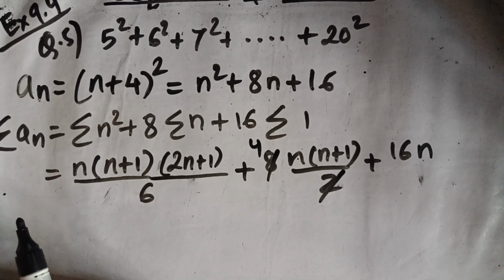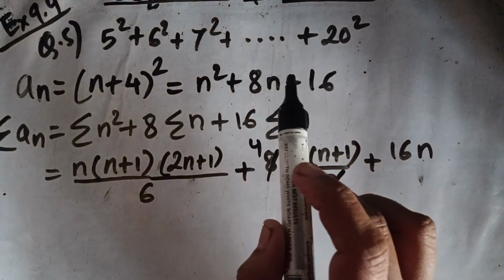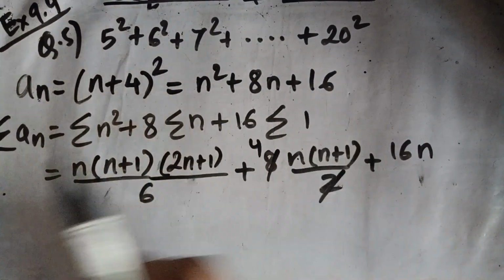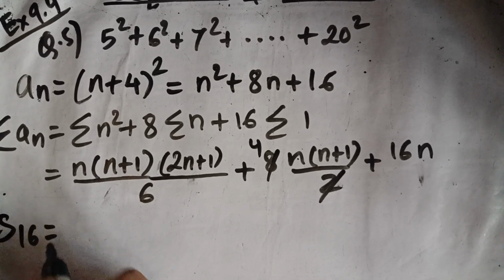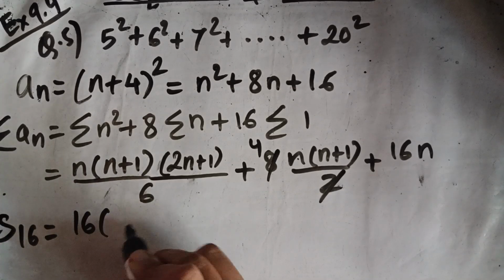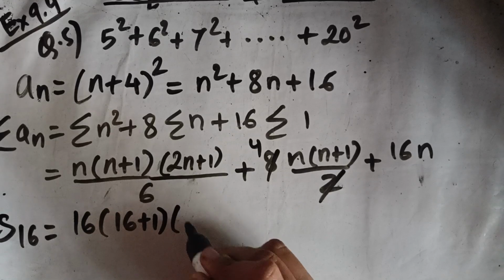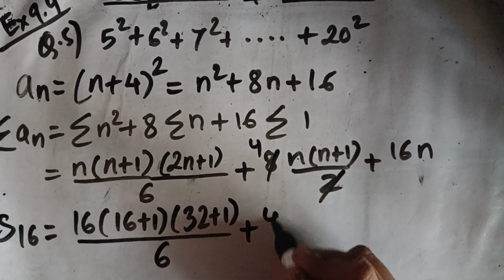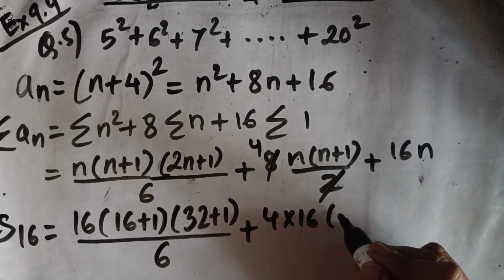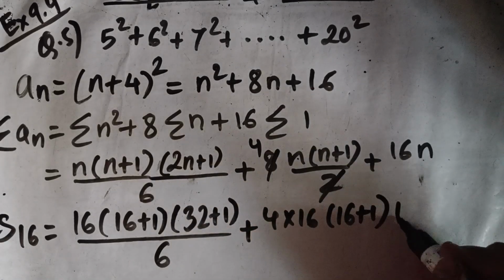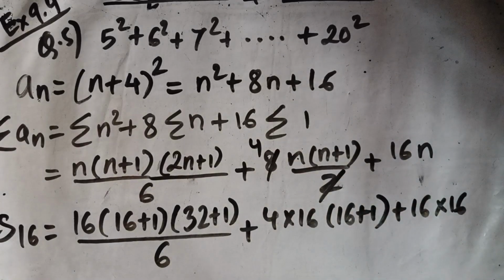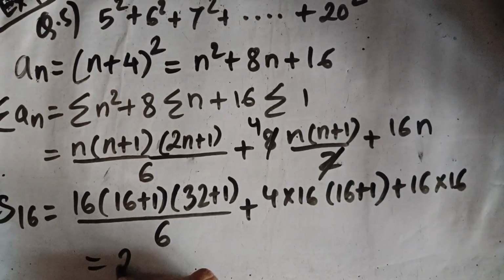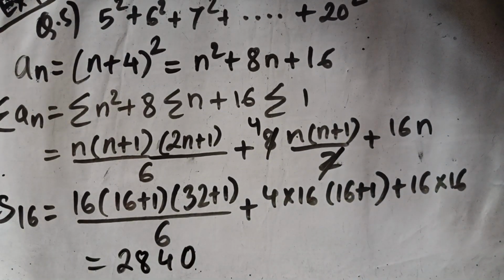Okay, so we have to find the sum of all these numbers. So how many numbers are there? From 5 to 20. So 16 numbers are there. Okay, so as 16 you have to find. So in place of n you have to put 16. Okay, so this comes to 2840. Okay, so this is the answer.